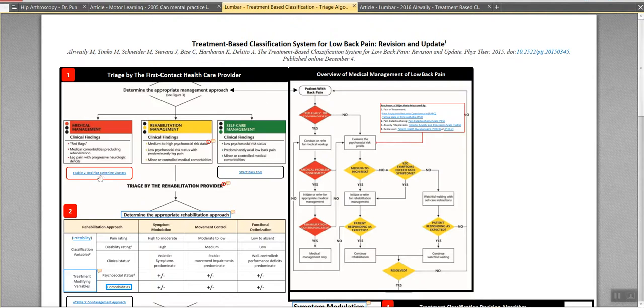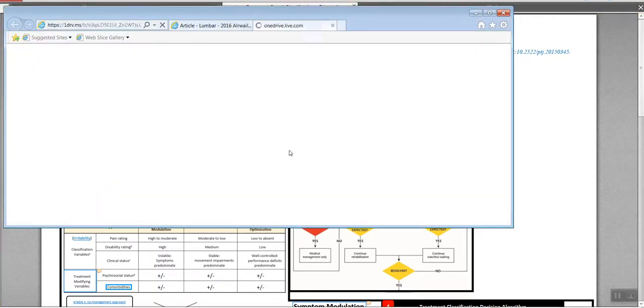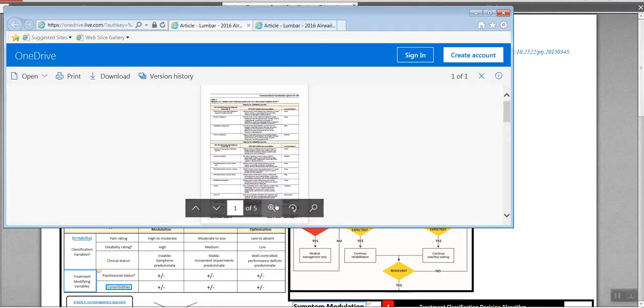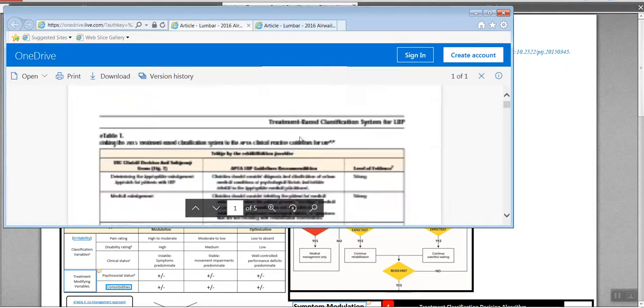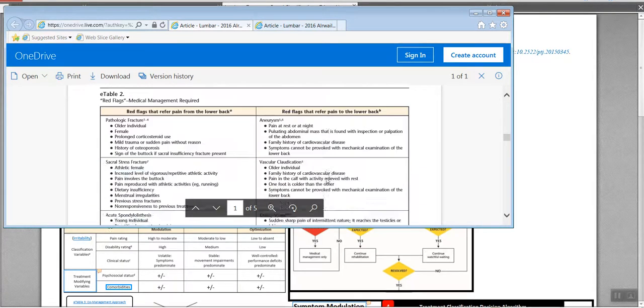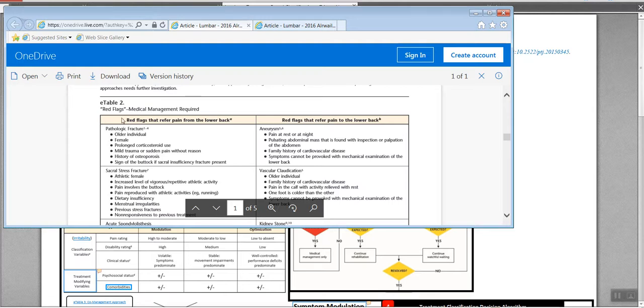Okay, the other hyperlink that you have to help to identify your patients that fall into the medical management is eTable 2 that was provided within this article. Again, it's hyperlinked, so if you hit Control and you click on the link, it should open up. Give it a second. Okay, there you are. Okay, so we're going to scroll down to table E2. So red flag medical management.